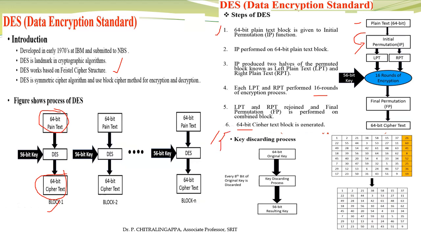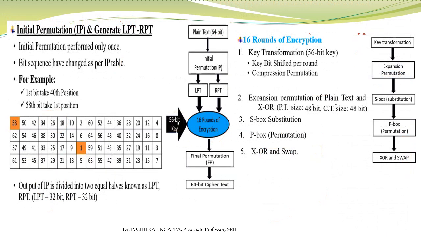The key discarding process is where the 64-bit original key is converted into a 56-bit key. How is that possible? Using this table, which uses the 64 bits, the last bit of each and every row, 8 bits in total, is discarded. Finally, we get the 56-bit key. That is the first process, the key discarding process. Next, the initial permutation is where we reorder the 64 bits of data and get new data. Then we divide the data into two, left plain text and right plain text.